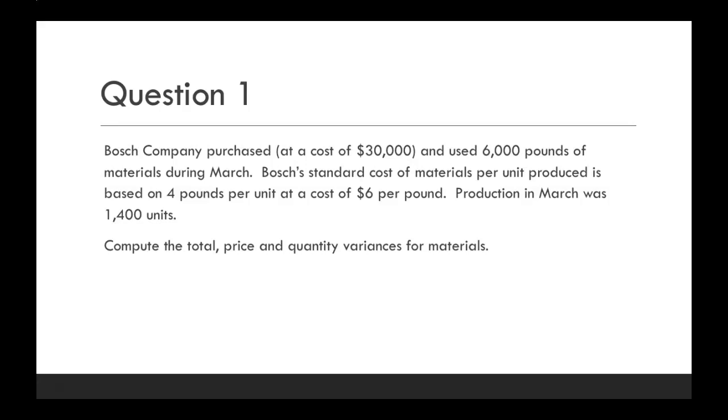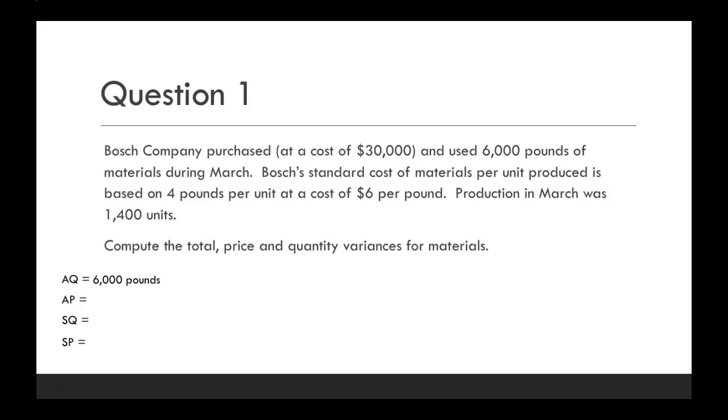Before we even deal with the variances, let's just focus on figuring out some of our variables here. So we have actual quantity, actual price, standard quantity, and standard price. If we find those four, it'll be a lot easier then to figure out our variances. So actual quantity, that's going to be how many pounds of materials did we actually use during the month. Well, that's our 6,000, right? So our actual quantity is 6,000 pounds.